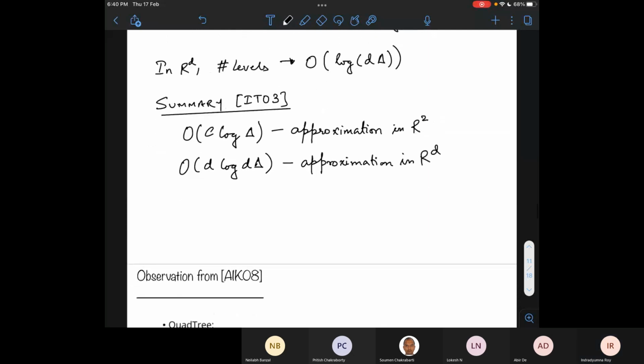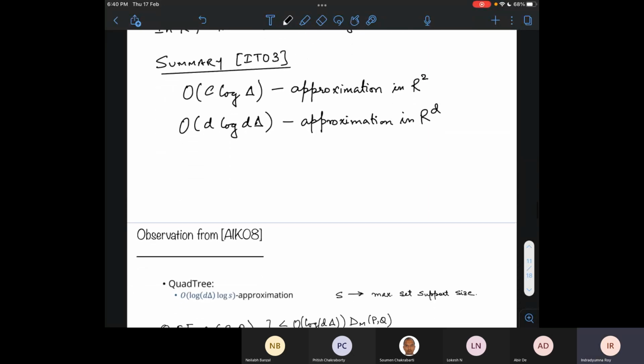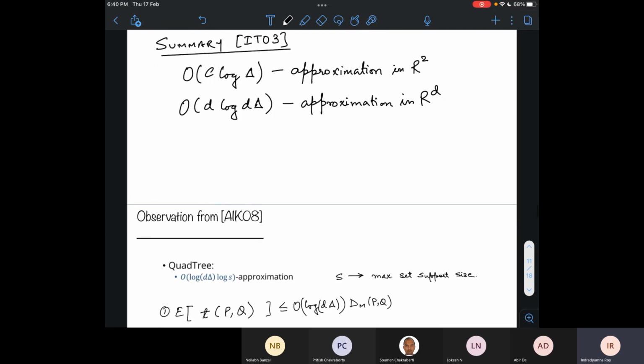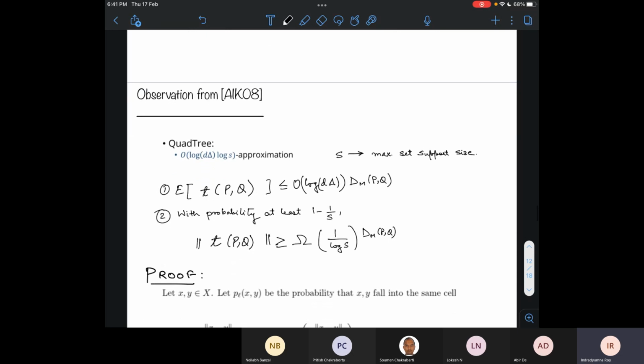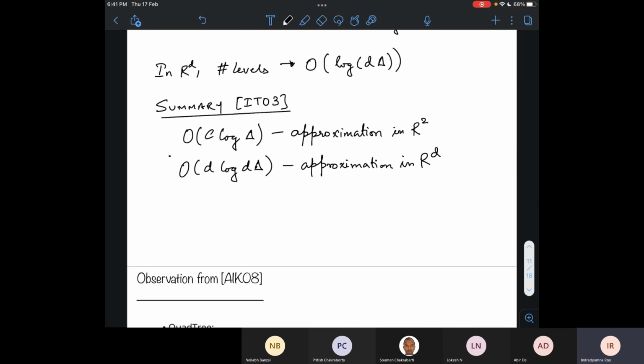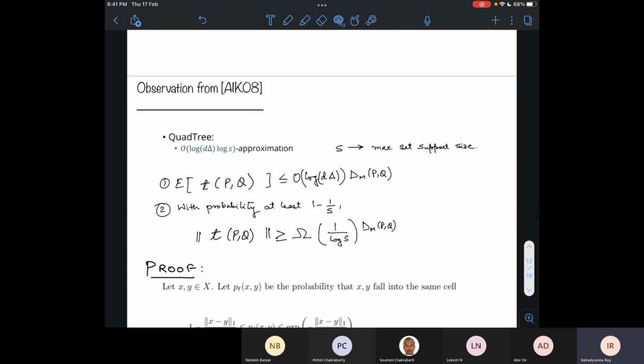So let's talk about how some future papers have dealt with this high dimension case. There was this paper in 2008 by Andoni, Indyk and Krauthgamer. Till 2008 the general notion was that we have this approximation guarantee d log d delta. But in this 2008 paper, they showed that it's possible to get this down to log s times log d delta, where s is the support size.